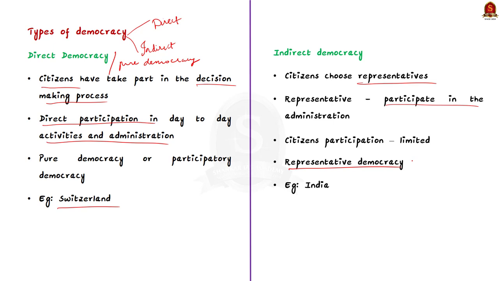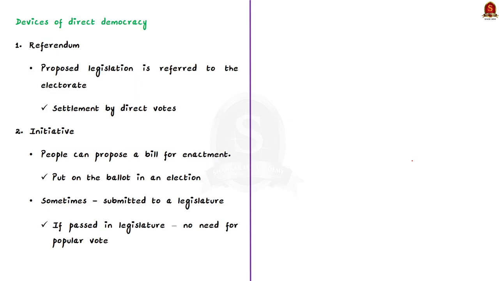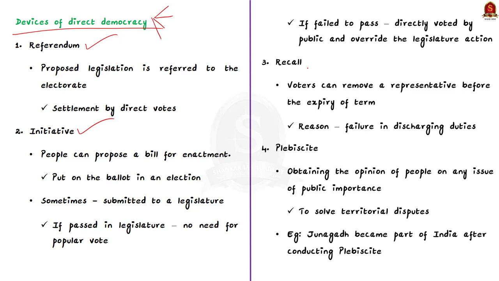Now, let us move on to see about the different devices of direct democracy. See, to exercise the supreme power of decision-making in formulating laws for the countries, people use four different devices of direct democracy. They are 1. Referendum, 2. Initiative, 3. Recall, and finally, plebiscite. Now, we will see a brief about each one of them. First of all, let us take referendum. It is a procedure whereby a proposed legislation is referred to the electorate for settlement by their direct votes. In simple words, it is an occasion where all people of a country can vote on a particular political question.